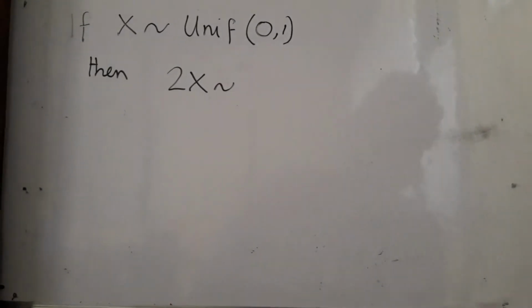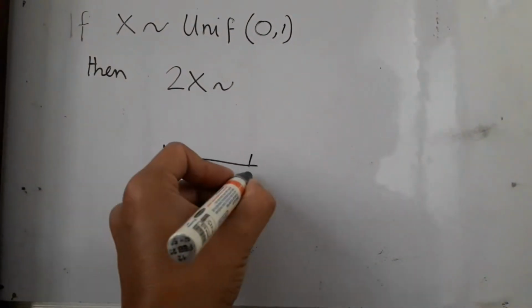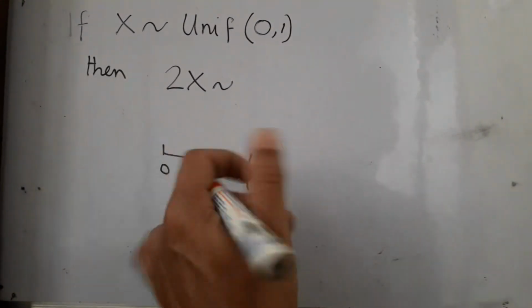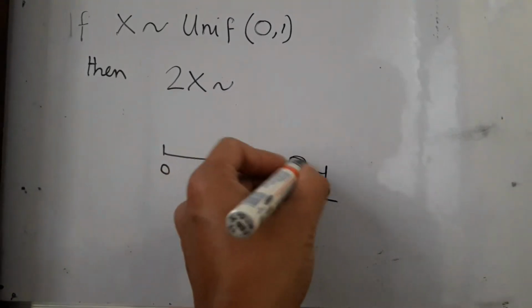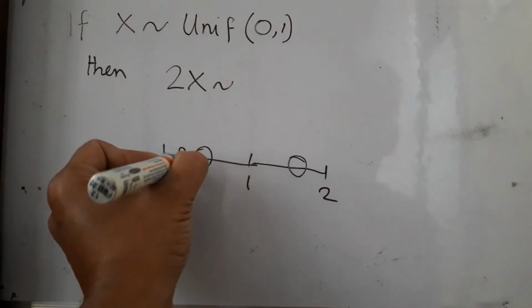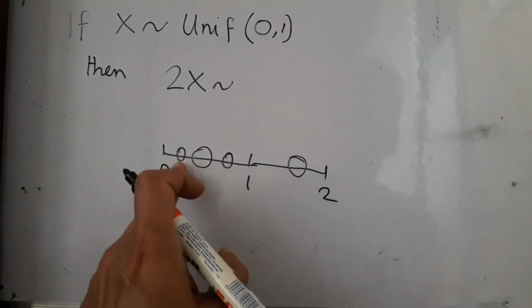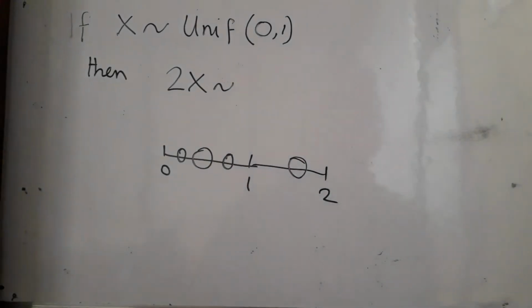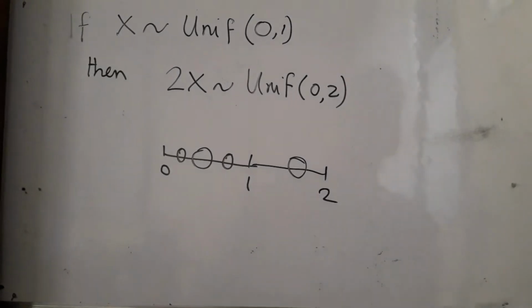Now suppose x is uniform 0, 1. So it can take values from between 0 and 1, everything is equally likely. If I multiply this with 2, what will happen? This will stretch out to 0 to 2. Is there any reason to believe that these values are more likely than these values? No, because originally this came from this and this came from this. If these two things had equal likelihood, when you are stretching them out, they will still have equal likelihood. So you can guess that this should have uniform 0-2 distribution.